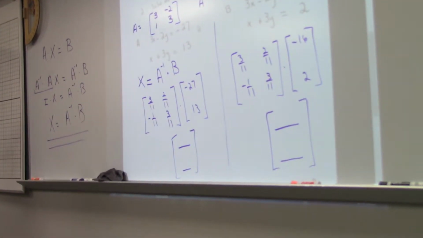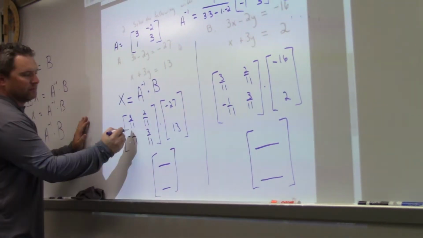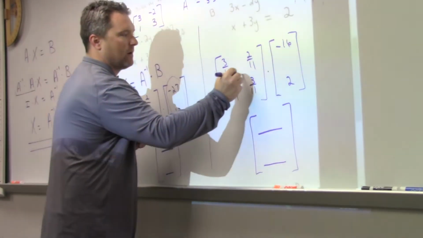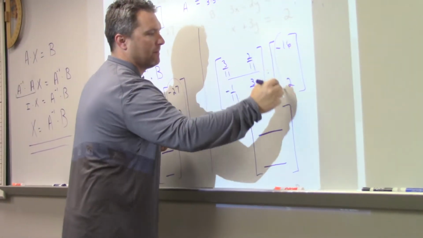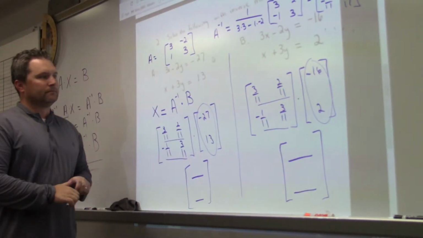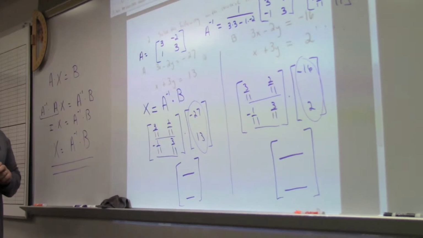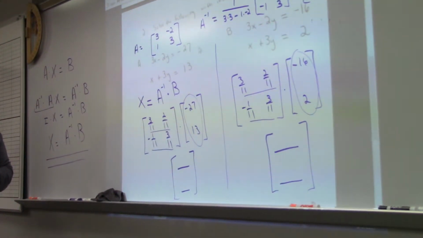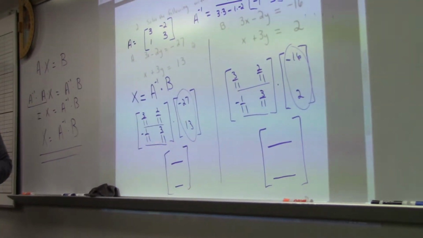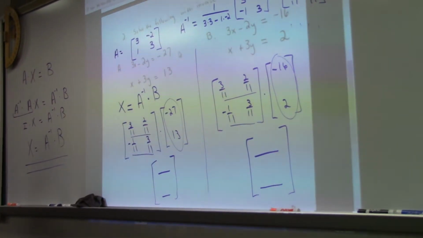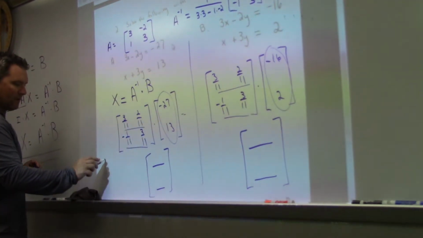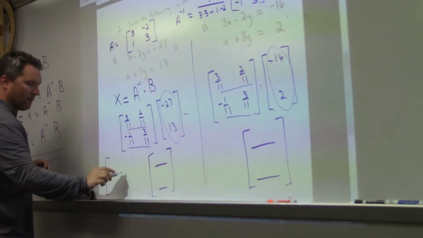Okay? So that's just matrix multiplication. Take the rows, multiply by the column. So I'll go ahead and do the work up here while you guys do the work.